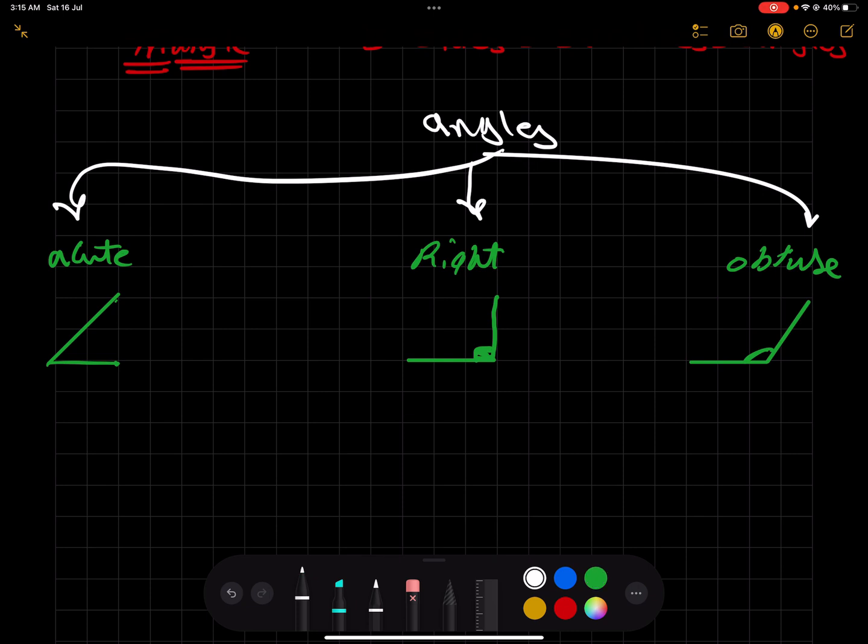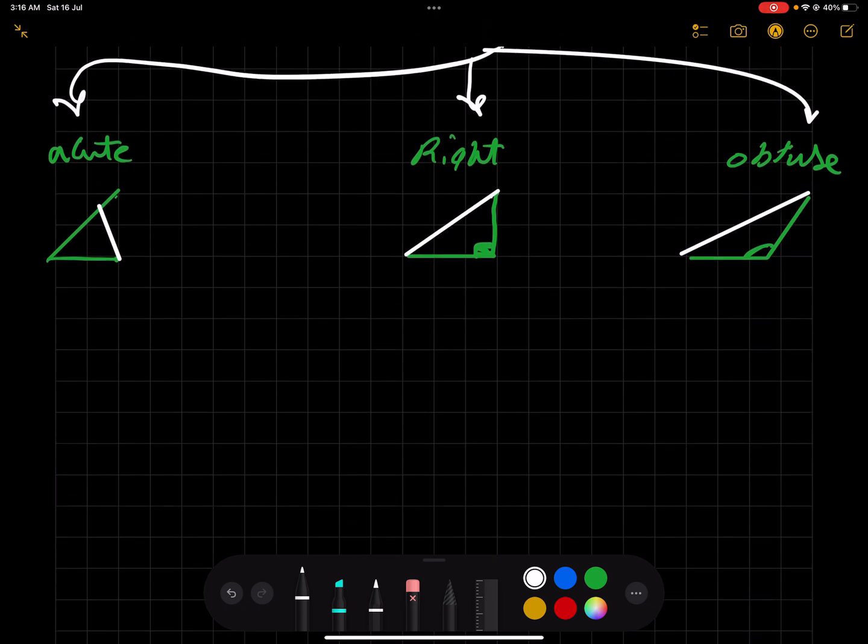So what happens if I draw the third side like this? I'm sorry, third side like this, and the third side like this. So this is called acute, the first one is an acute angle triangle. The next one is a right angle triangle, and the third one is an obtuse angle triangle. So you have to ask yourself, how can I classify the triangle?